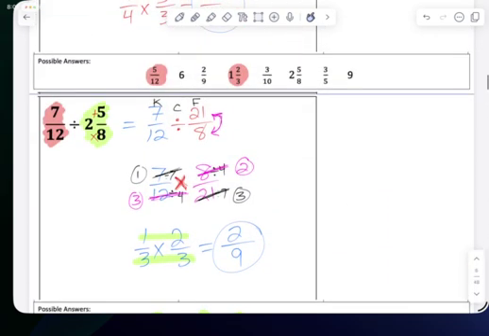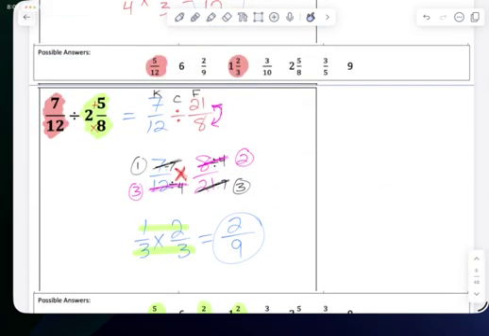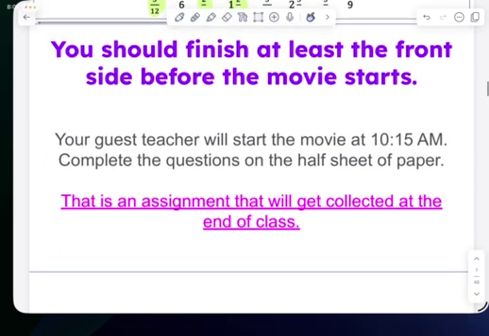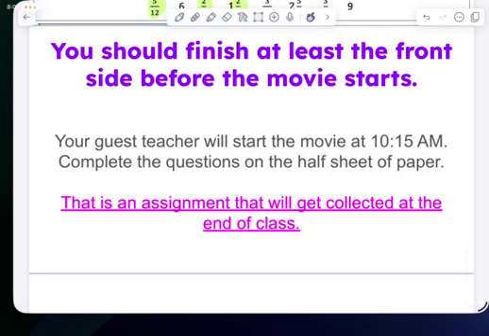The worksheet that I just did some examples on, you keep that. If you finish it, you can take pictures and turn it in. If you don't, put it in your math folder. But the half sheet of paper, that one gets turned in. Make sure your name is on it so I can give you credit.